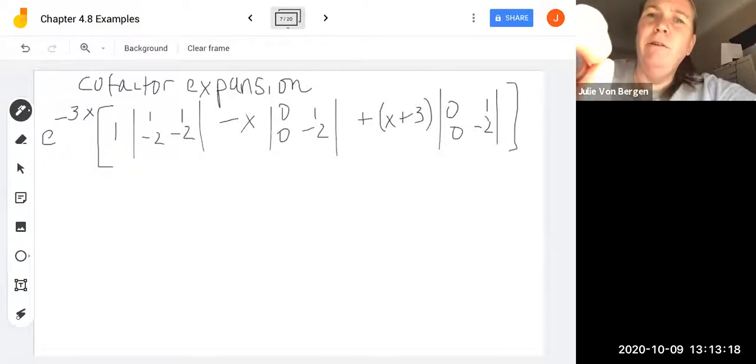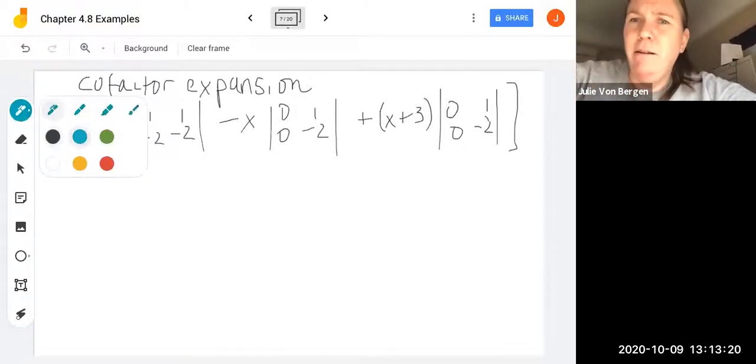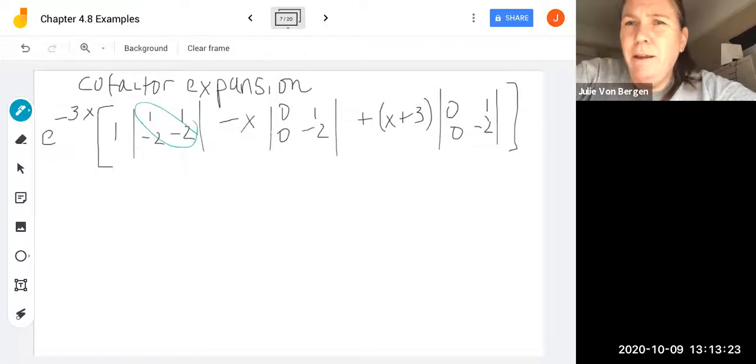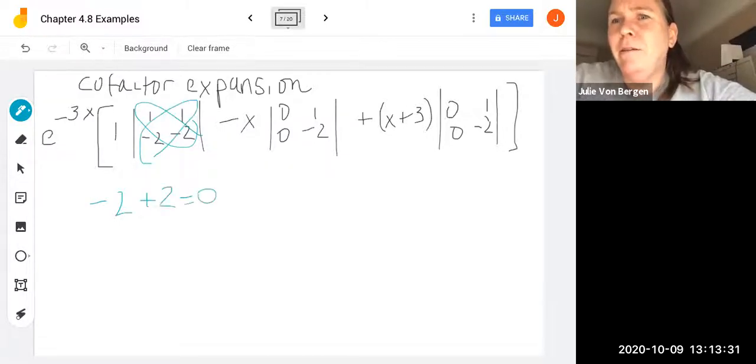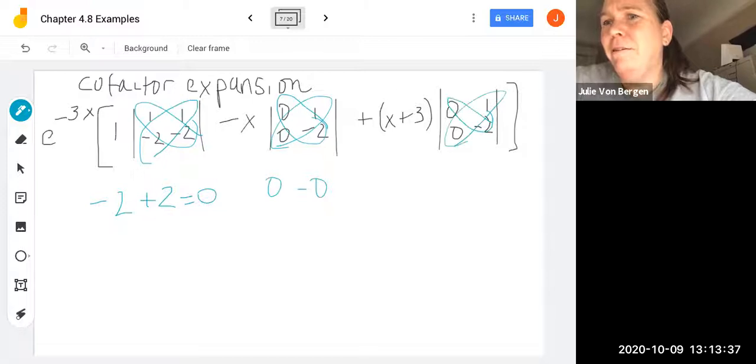And then you can check if we do each of these determinants. Okay, this determinant here is going to be -2 and then minus -2. So -2 plus 2, that's 0. This determinant here is going to be 0, minus 0. And this determinant here is going to be 0, minus 0.